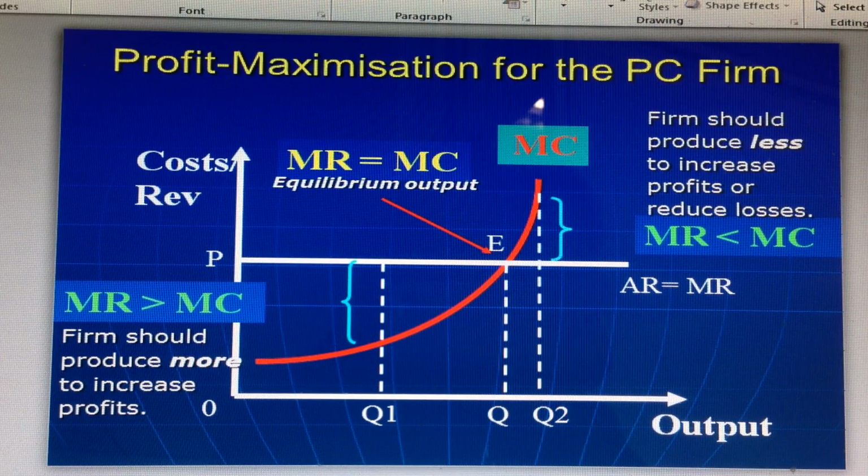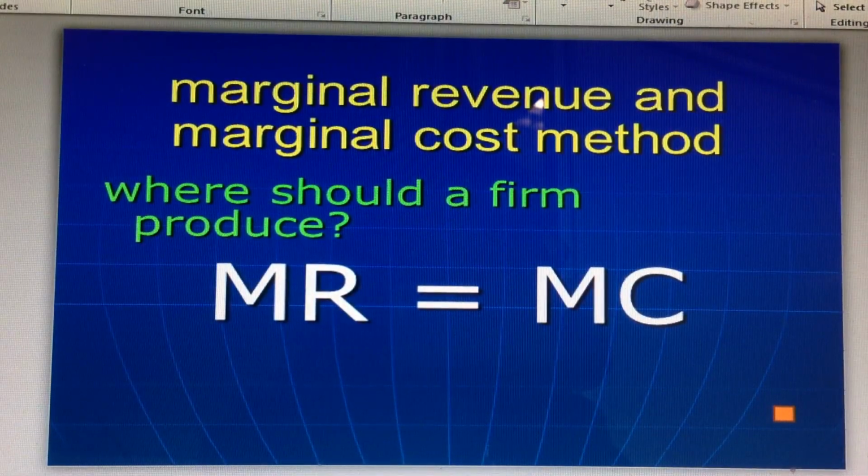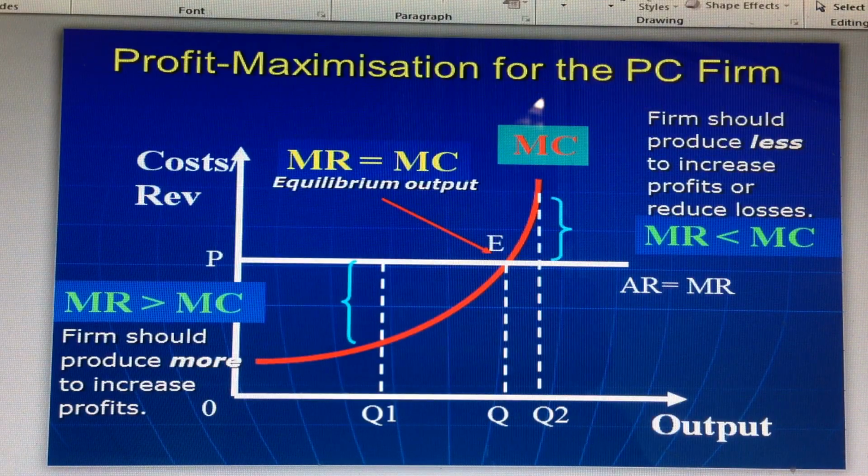So this is the reason to establish why MR equals MC. If I ask you what is the amount that you should produce, you will say you should produce at the profit maximization rule, which is MR equals MC. If I ask you to explain why this is the profit maximization rule, you will have to go through the part where MR is greater than MC and also the part where MR is less than MC to tell me why you want to stop at MR equals MC. So this is why, explaining why and how you derive MR equals MC.